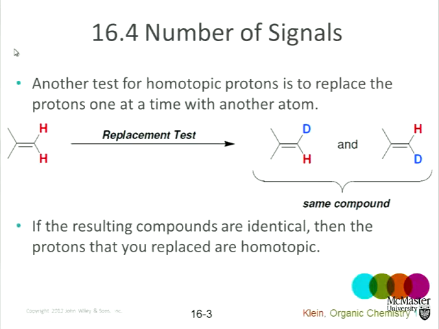This says that if you take one hydrogen and replace it with something, you take the other hydrogen and replace it with something, if you get the same molecule, the two protons are homotopic. Right? So here we've done that for this first case. Replace the top one by a deuterium, the heavy isotope of hydrogen, replace the bottom one. These are the same compound because I can take that molecule and flip it over, superimpose the first structure on the second, and therefore these two hydrogens are homotopic.